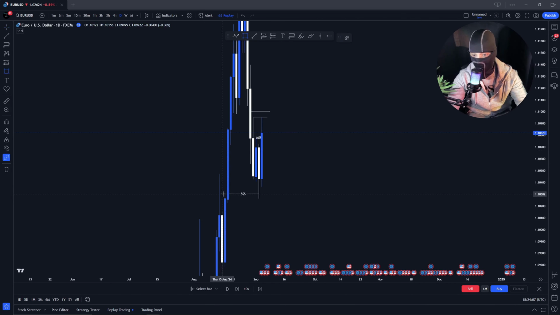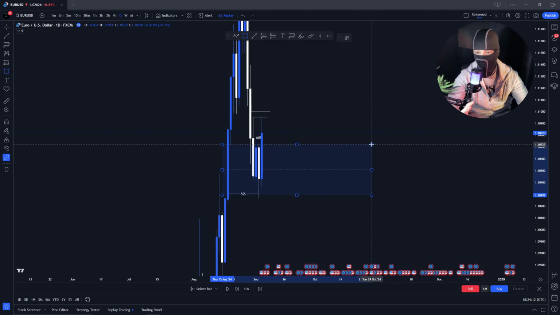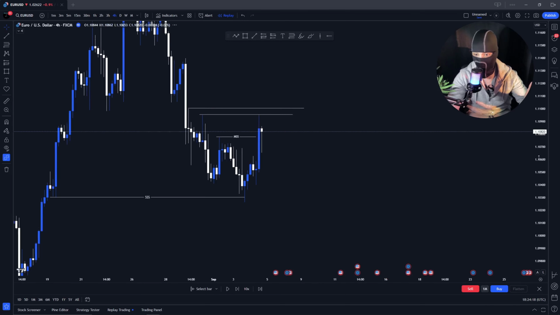Also on the daily time frame, you guys can see this daily fair value gap was being respected. We were still inside of this daily fair value gap and it was holding. So this is clearly showing me that bullish pressure is in the market. Now what do I need to do? Let's try to identify our higher time frame breaker block.